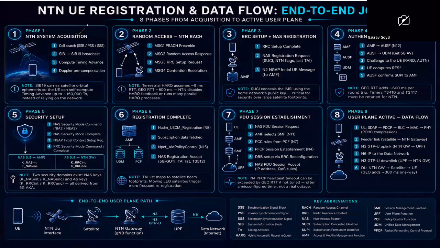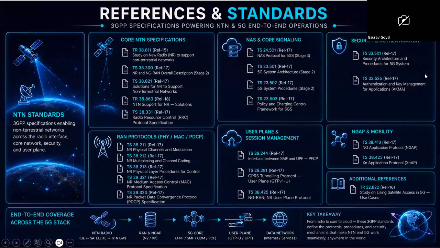network system acquisition. So SIB19 is introduced. Then we have random access. Then we have RRC setup, authentication, security setup, registration complete, video session establishment, and the user plane data flow is done. So all 8 steps we have discussed in detail. And in addition to that, we have seen what are the standards or specifications required to make this slide, right? So I have used various specifications, but mostly I have used 38.811, but other specifications are also used for making this slide, right?